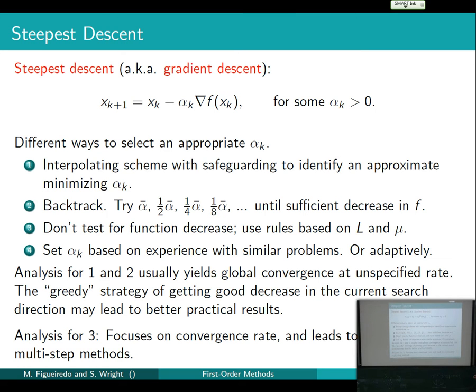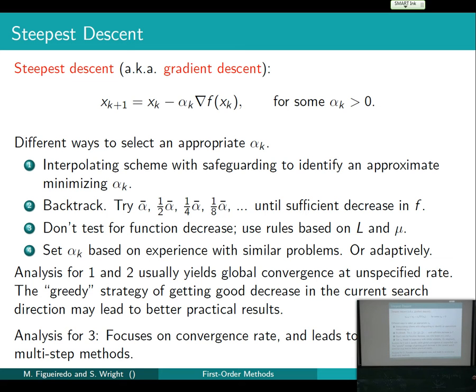Or you can maybe gain some experience, and this is in practice what a lot of people do in learning. They get a very good feel for the sorts of data sets they're working with and the sorts of functions that they're working with. They get to learn themselves what an appropriate value of alpha is, so they can make some kind of a smart choice of alpha. Okay? And this is obviously very user-dependent, very application-dependent.